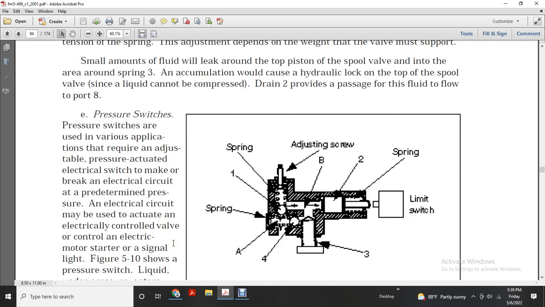Pressure switches are used in various applications requiring adjustment of pressure, with electrical action to make or break the electrical circuit at a predetermined pressure. The electrical circuit may actuate an electrical control valve, control an electrical motor to start, or signal a light.